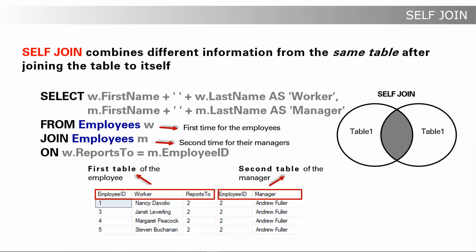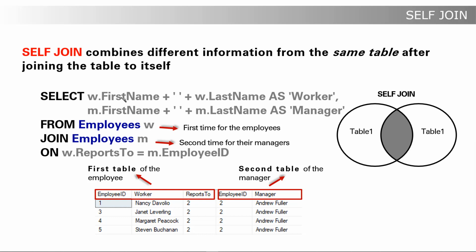In this lesson, we will learn about self-join. Self-join combines different information from the same table after joining the table to itself. As we see here, we have self-join. We have two tables that are the same table, and the self-join combines between them.